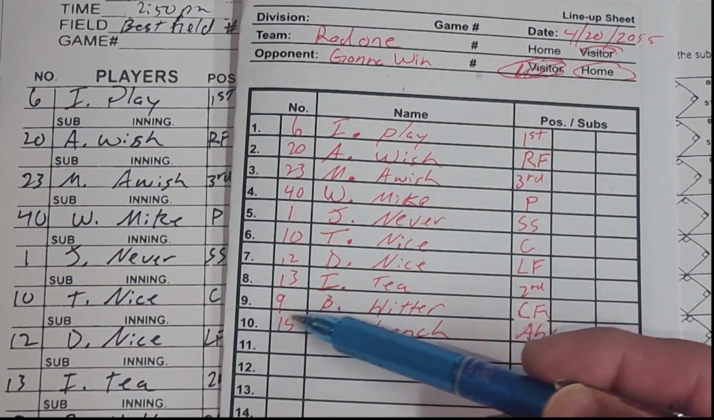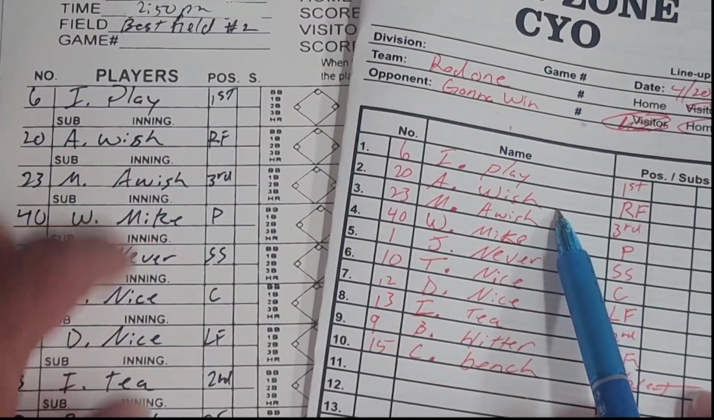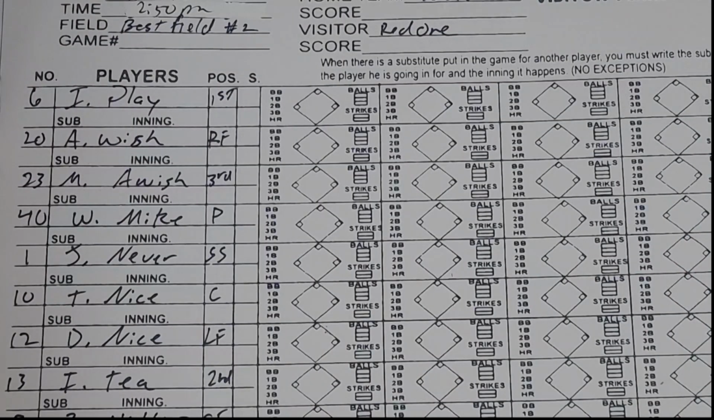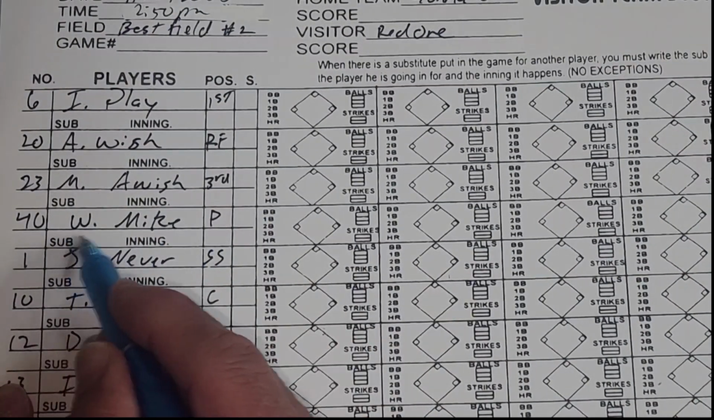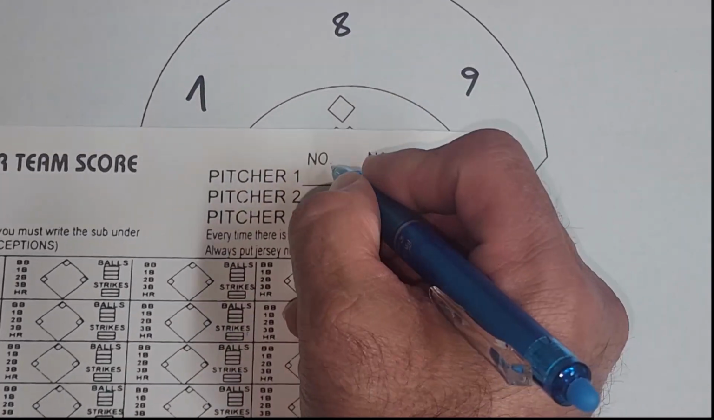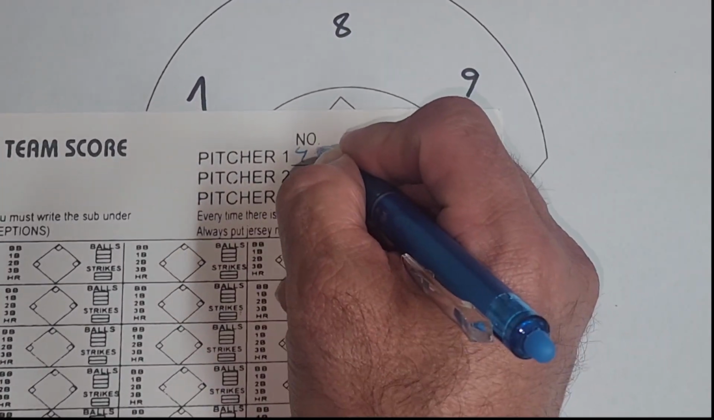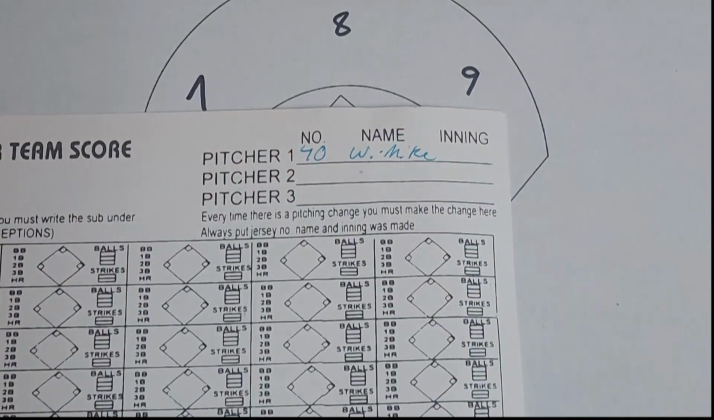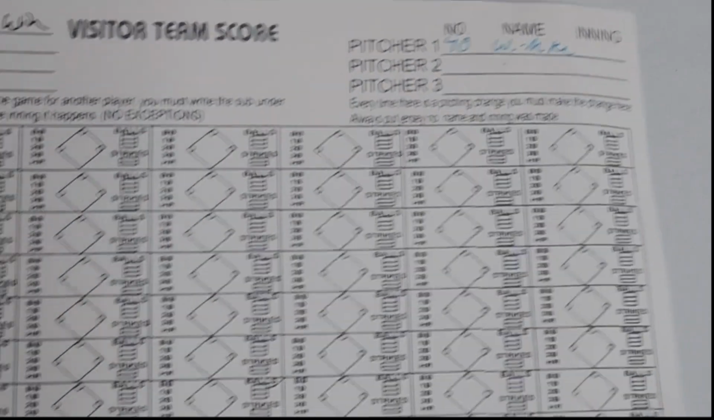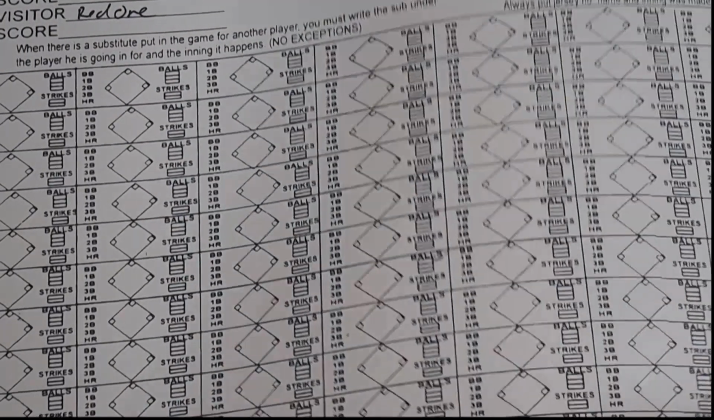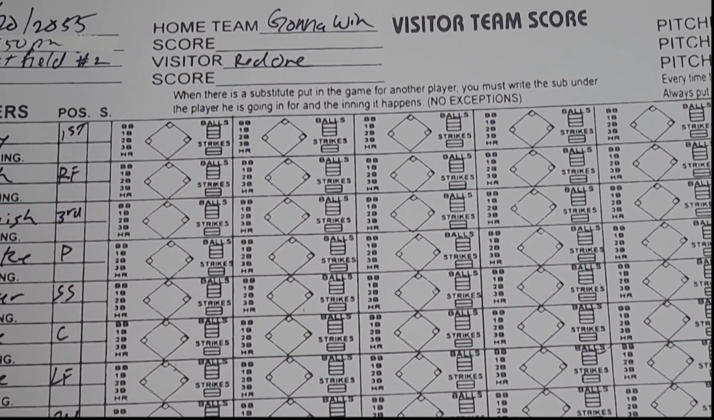Since this team only has 9 players out there, they will not have any subs, so everybody's going to have to play. We know that number 40 right here is the pitcher, so we definitely got to write our number here so we know who is pitching. All right, write it down. So here's the visiting team. You're going to stay on the visiting team side first.